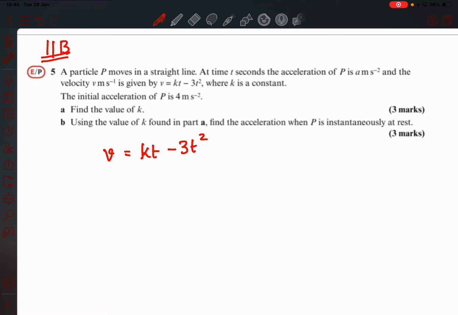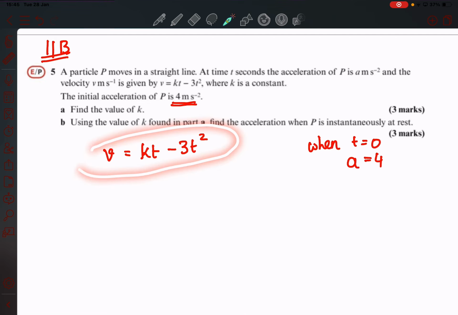The second data that we know is the initial acceleration is 4. That means when t equals 0, a is equal to 4. That is what initial acceleration implies. We need to figure out the value of k. So you can connect the dots here.